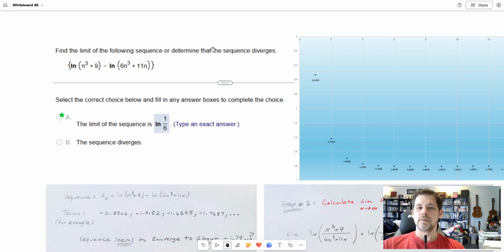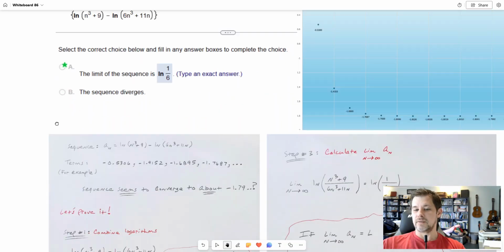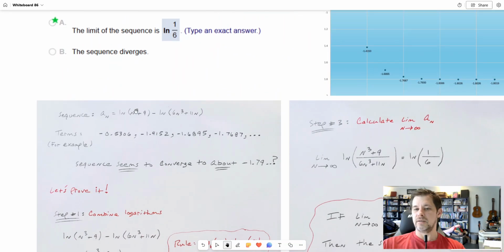Greetings, everybody. So what I have here is a problem from my math lab that I think would be a good one for me to show you. I'm given a sequence going by this formula, and that is natural log (n^3 + 9) minus natural log (6n^3 + 11n). And I wanted to calculate some terms of this sequence just to get a feel for what it looks like. This won't be the end result of the problem. It's not going to be how I solve it, but I would like it to confirm whatever result I get.